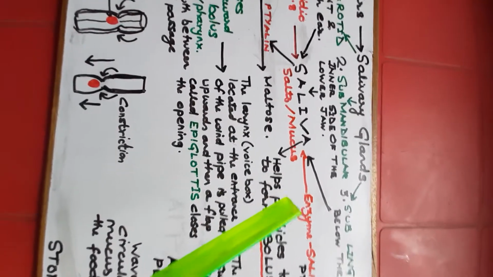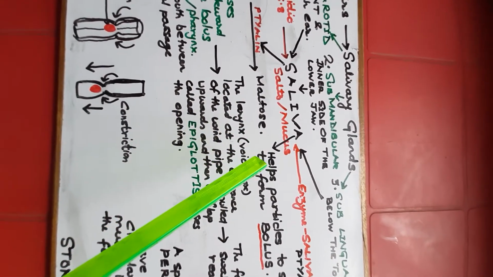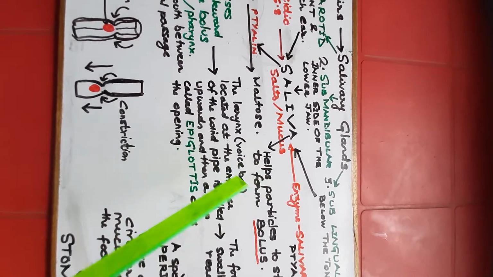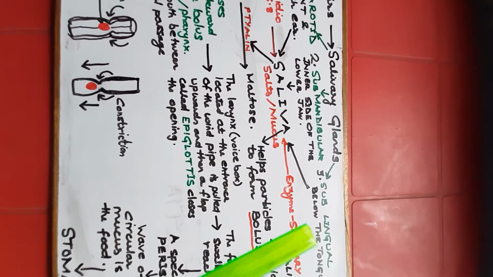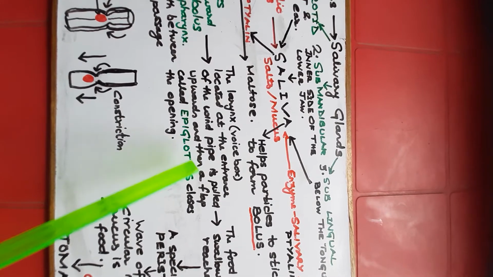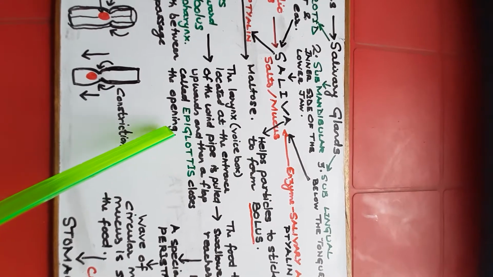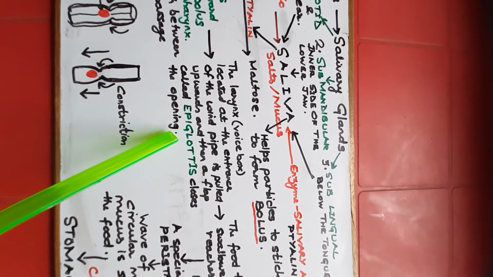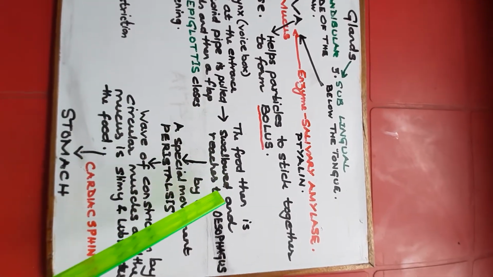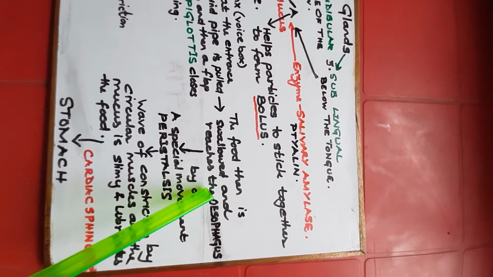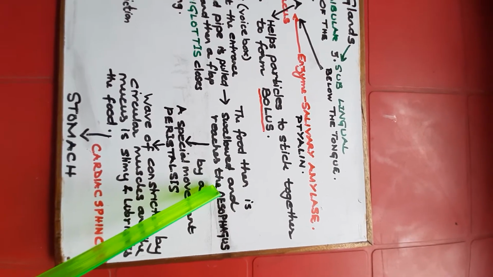After that, as the bolus enters the pharynx, the larynx, that is the voice box, which is located at the entrance of the windpipe, is pulled upwards, and then a flap called the epiglottis closes the opening of the windpipe so that the food does not enter the windpipe. The bolus gets only one passage, and it enters into the esophagus, the long tube.